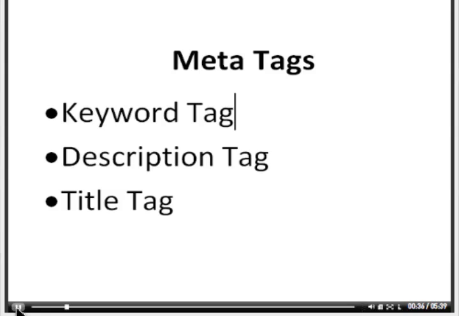There are three main types of meta tags: the keyword tag, the description tag, and the title tag. Let's discuss each of these one at a time.